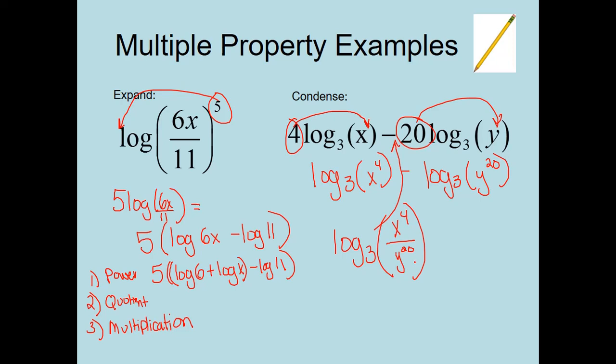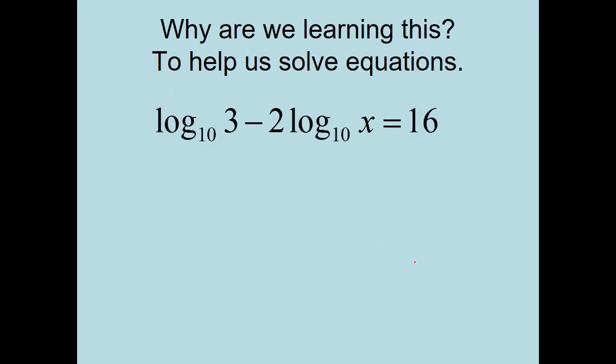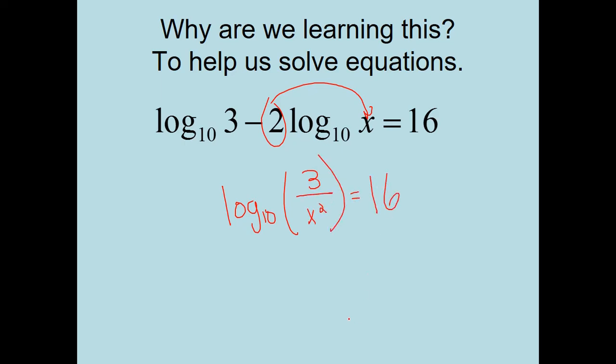Ultimately, why are we doing these? Well, it's going to help us solve equations when there's multiple logs on one side that we can shove together and make it cleaner. So ultimately, what I could start doing, since I see subtraction, I could combine those into a single log with division. So this would be log base 10 of, and I see that 2, so I can put that on the x. So it'd be 3 over x squared equals 16.